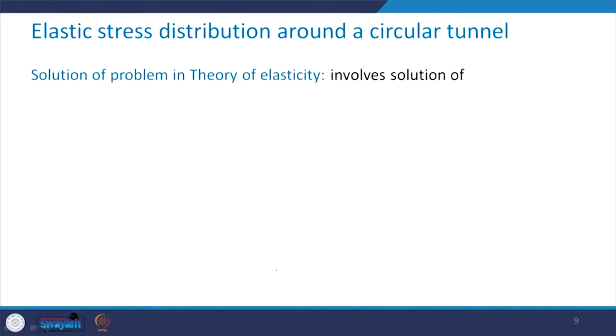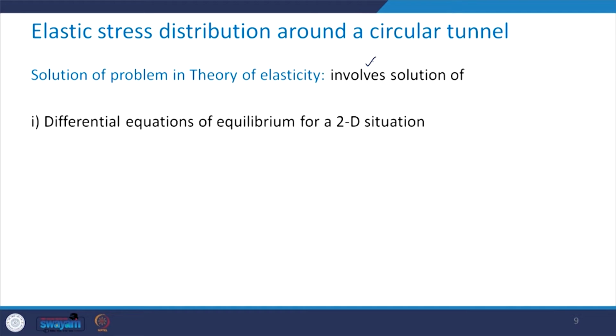Now, let us try to see how to obtain the solution of this problem using the theory of elasticity. So, basically this involves the solution of, first, the differential equation of equilibrium for a 2D situation. Let us see what these equations are. So, we have del x of sigma x plus del y of tau yx plus rho x is equal to 0. Mark it equation number 3.1.